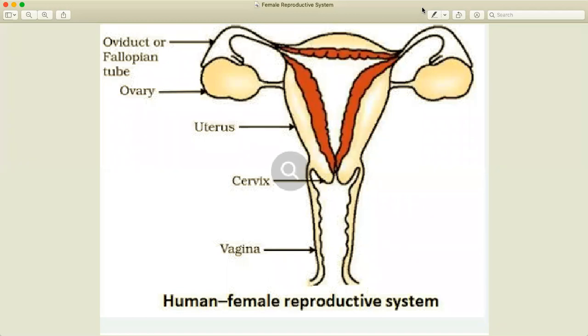And this menstrual cycle is nothing but the periodic removal of the egg cell which has not been fertilized, along with the mucus and the blood.